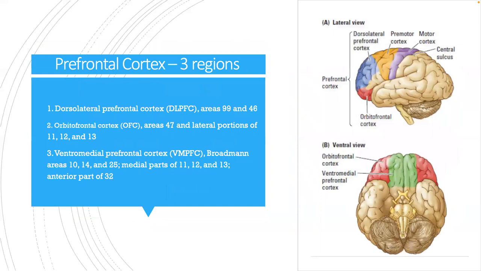There are three regions of the prefrontal cortex: the dorsolateral prefrontal cortex, which is areas 9 and 46. I think you can see that on, they're not labeled here, but page 430 of the book, if I'm not mistaken. I have a note there. The next one is the orbitofrontal cortex, which is areas 47 and lateral portions of 11, 12, and 13. And then the ventromedial prefrontal cortex, which is Brodmann's area 10, 14, and 25, and then some medial parts also of 11, 12, and 13, and an anterior part of 32.